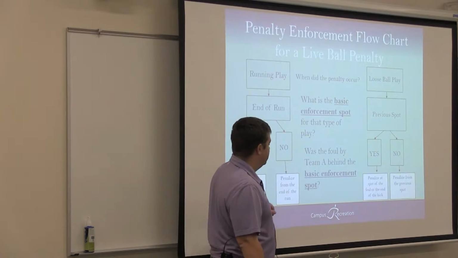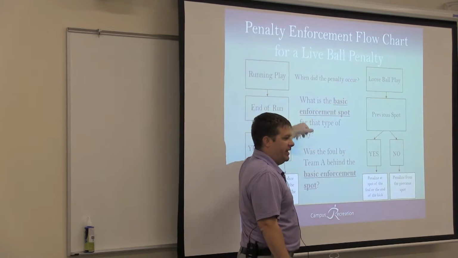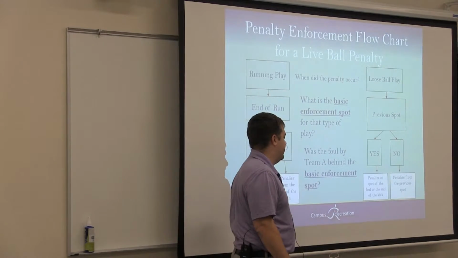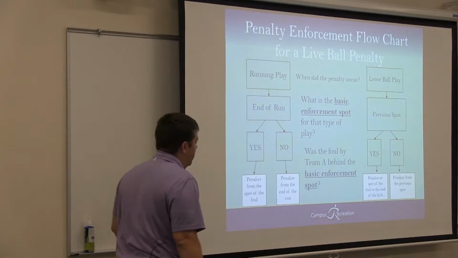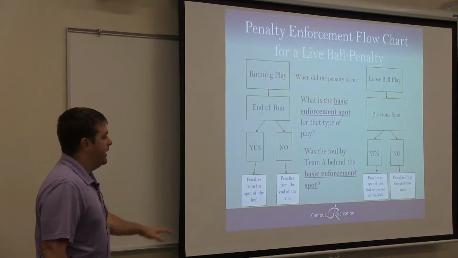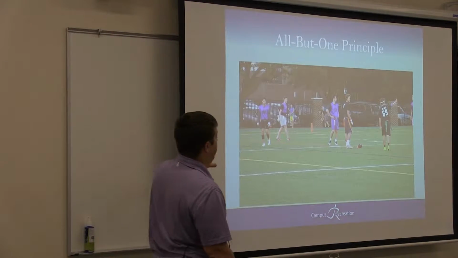Was the foul by the offense? If it's by team A and that spot's further back, go from there. If it's not, go from the spot of the foul. Or, for a loose ball, go from the previous spot. So please take a look at that. We're going to go through a lot of examples today.